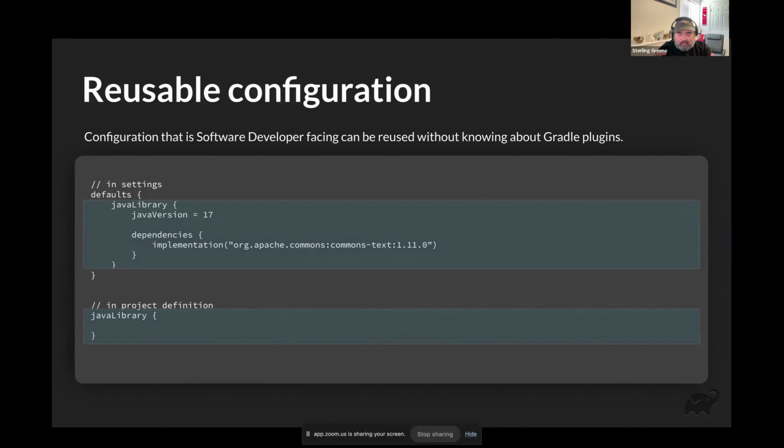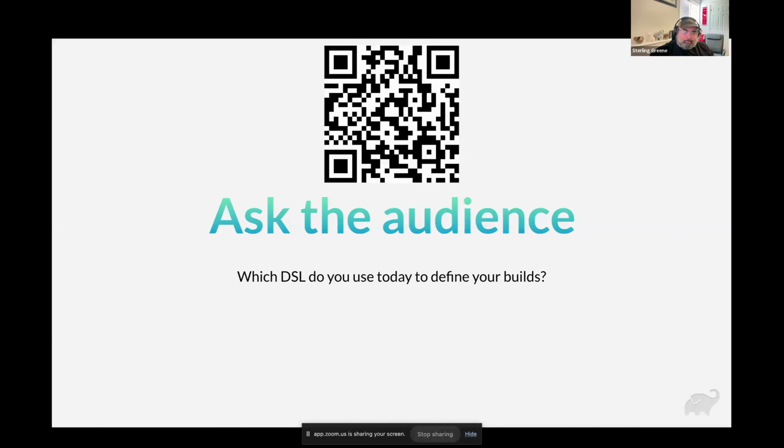We have APIs now, or the ability now, in a settings level file to say, here are the defaults for this software type. You can put in whatever you want. And then in the project, you can just use that software type in the actual build file, and you get those defaults being reused without having to go through any plugins or anything like that.